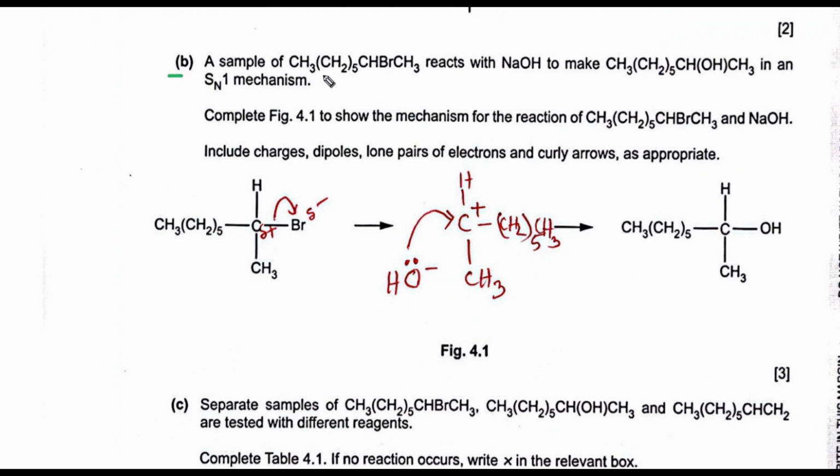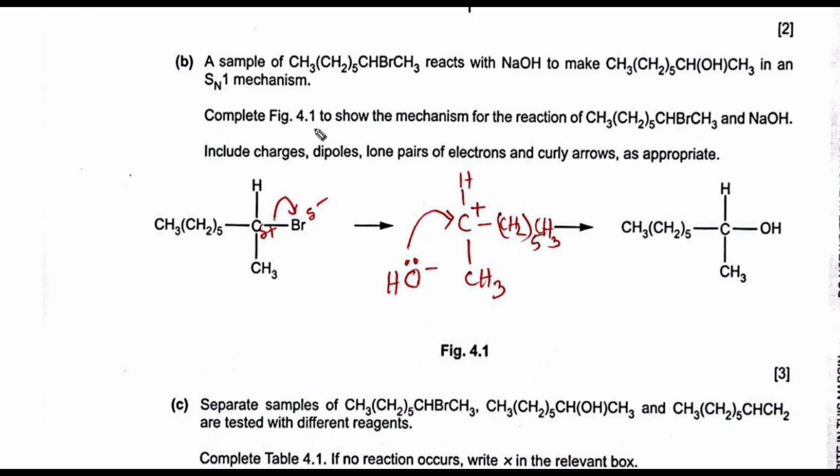And a sample of this organic molecule reacts with sodium hydroxide to make alcohol in an SN1 mechanism. So haloalkane to produce alcohol, this is an SN1 reaction with sodium hydroxide. Halogen containing carbon is attached to alkyl groups. So this is a secondary haloalkane. This reaction occurs in an SN1 mechanism.